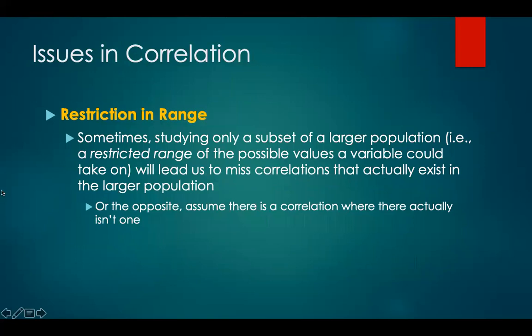Another issue in correlation is restriction of range. Sometimes studying only a subset of a larger population, so a restricted range of the possible values of a variable, will lead us to miss correlations that actually exist in the larger population. Or the opposite could be true. You might assume there is a correlation when there actually isn't one, by only looking at a subset of the possible range of values.